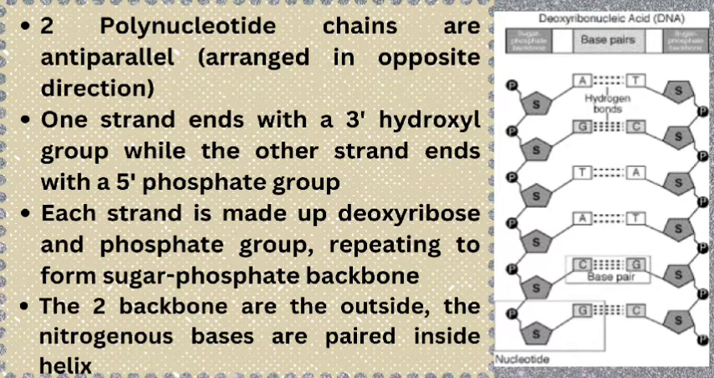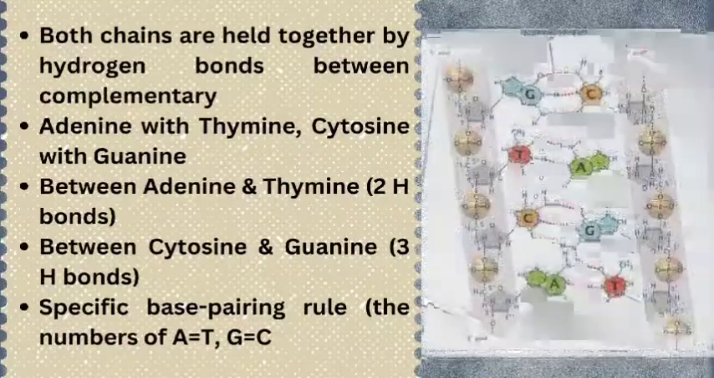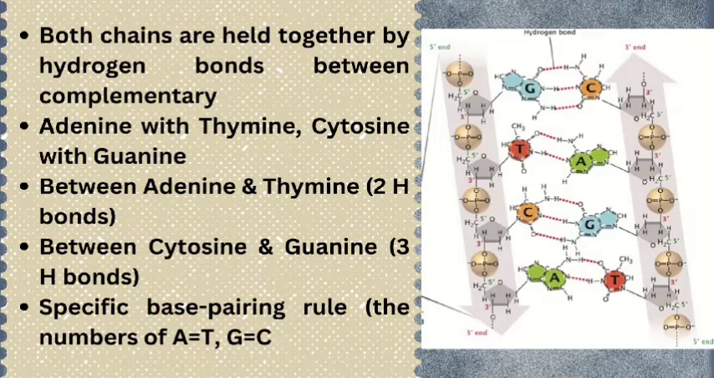Each strand is made up of deoxyribose and phosphate group repeating to form the sugar phosphate backbone. The sugar phosphate backbones are on the outside. The nitrogenous bases are paired inside the helix. Both chains are held together by hydrogen bonds between complementary bases.